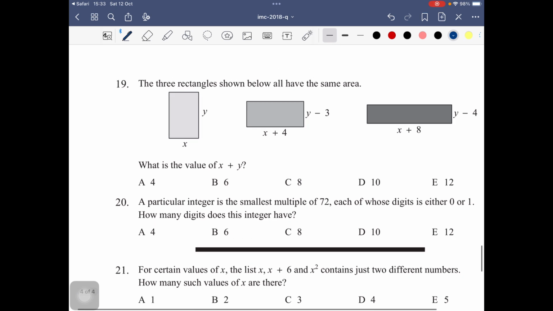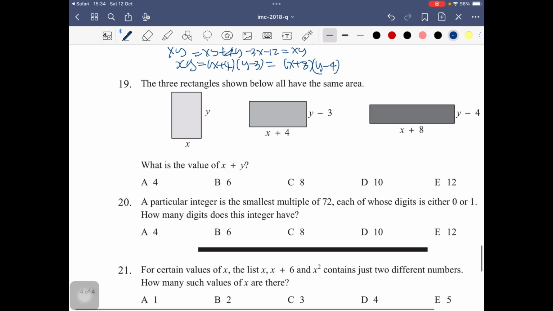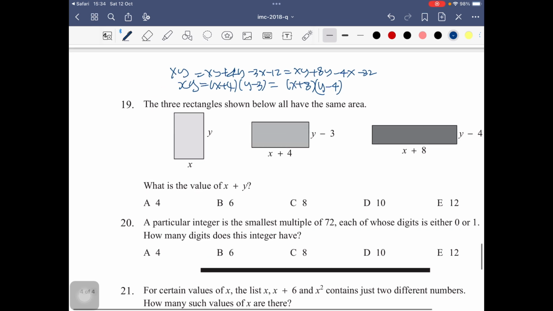Number 19, same area. So x, y: x plus 4, y minus 3 equals x plus 8, y minus 4. So xy plus 4y minus 3x minus 12, equals xy plus 8y minus 4x minus 32.